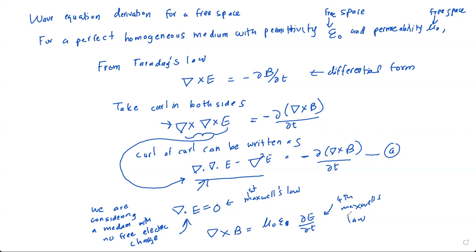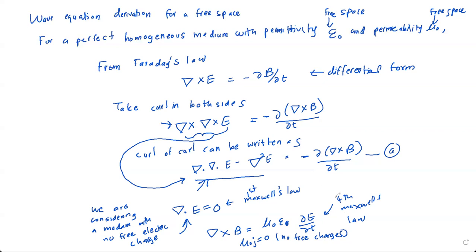The mu naught J part is 0 now. The reason is there are no free electric charges in the medium, and therefore we are not having any charge density or charge current produced. So there are no free charges in the medium we are considering, and therefore the mu naught J value is going to be 0. Because of that, the fourth Maxwell's law can be written like this.